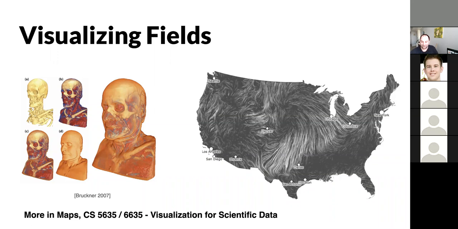It's called CS 5635 or 6635 Visualization for Scientific Data. It's the companion class to this one. So here we're dealing more with abstract data. In that class, they're dealing more with these three-dimensional fields and how we can render them. And those things are related, but also have very different approaches. For example, scientific data visualization is a lot more related to computer graphics than information visualization, which we're mostly covering in this class, which is much closer to, let's say, design and HCI and so on. We will be covering maps though, there's going to be a dedicated lecture on maps and how to visualize data on top of maps.